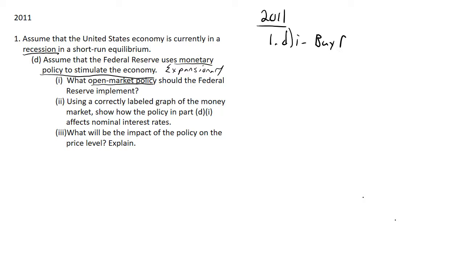When the Fed buys bonds, that puts money back into banks, and that helps stimulate economic activity. 2, using a correctly labeled graph of the money market, show how the policy we just identified would affect the nominal interest rate. So let's do it. We're now on part 2. We are drawing a graph, so the first step is to title it. We're going to title this the money market.